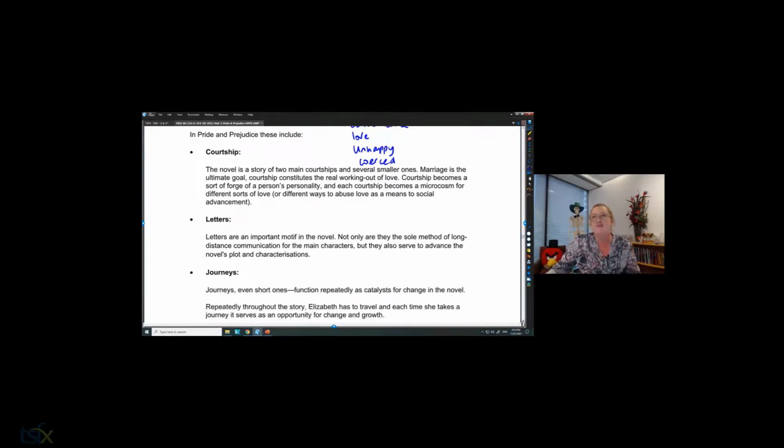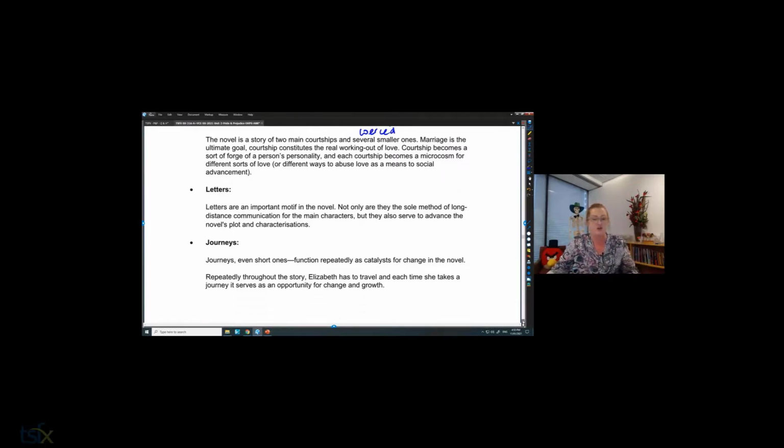Letters are a motif. They are a form of communication, and letters become a symbol of news and of gossip, and they also give insight into the writer's thoughts and feelings, and as we said before, they propel the plot forward.